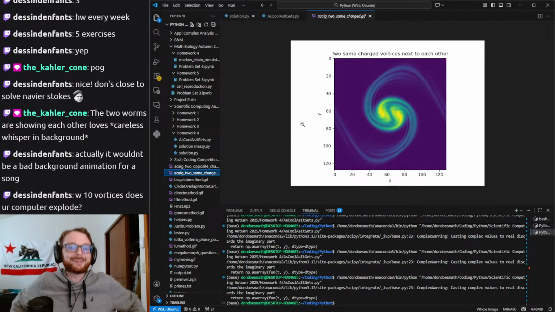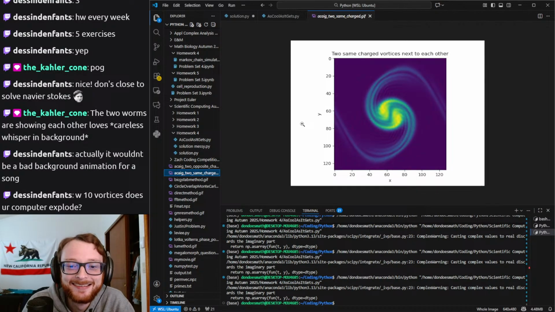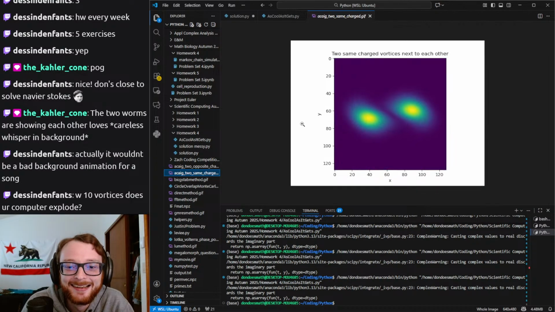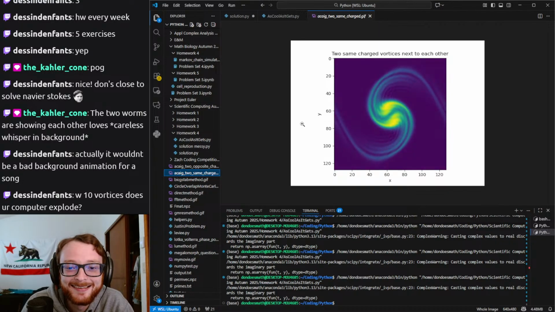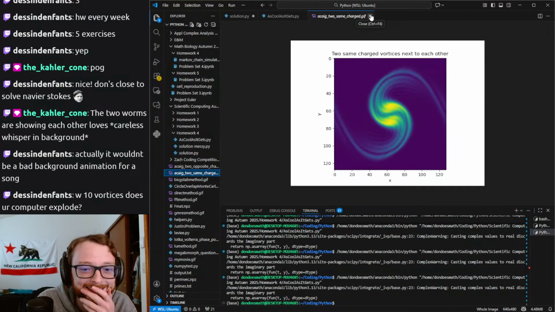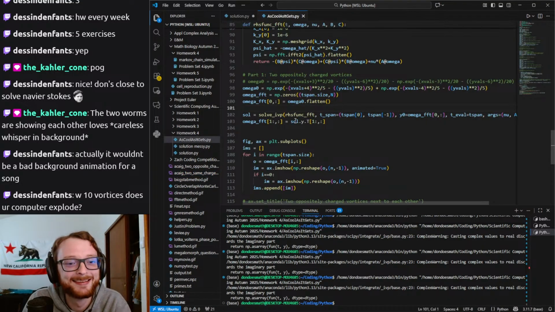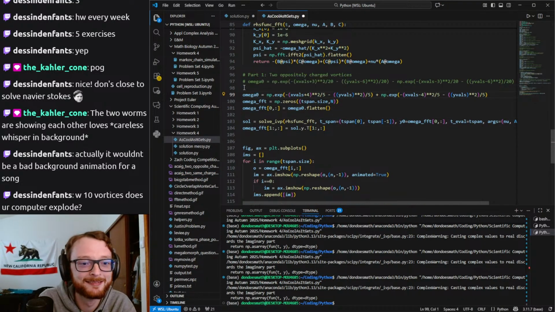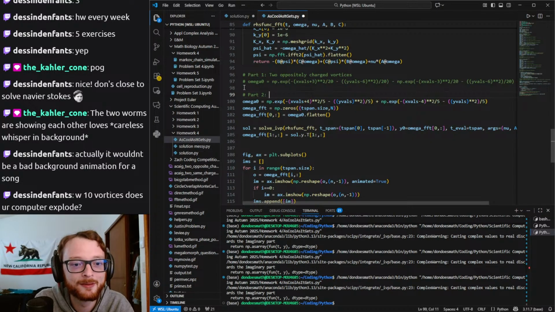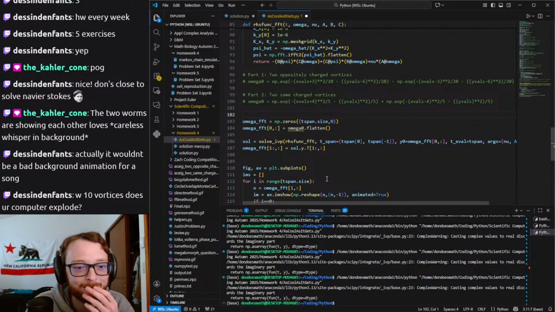Oh, this is it. This is it. This is it. This is it. Oh, this is it. God, that's so cool. I fucking love this. Okay. That's a keeper. Keeper, hardly know her. With 10 vortices, that's gonna be the fun part, is finding out if it does.